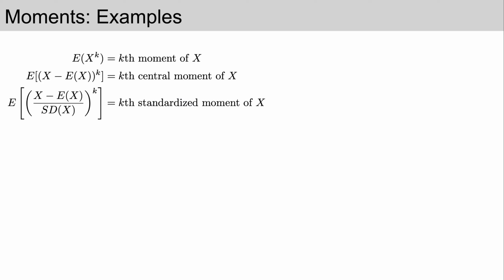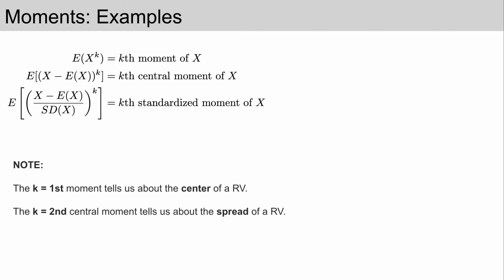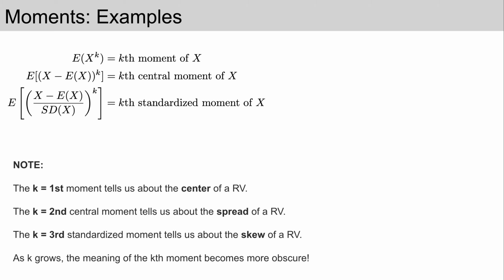Stepping back, we've learned that the k equals first moment tells us about the center of a random variable. The k equals second central moment tells us about the spread of a random variable. And the k equals third standardized moment tells us about the skew of a random variable. And we can keep going, increasing k. However, as k grows, the meaning of the kth moment becomes more and more obscure.